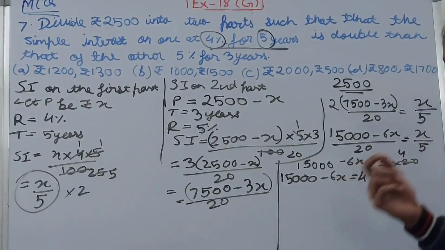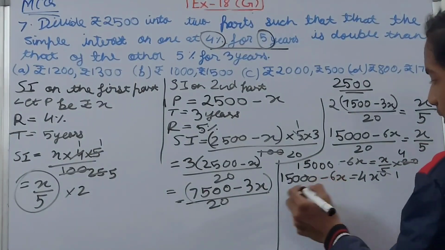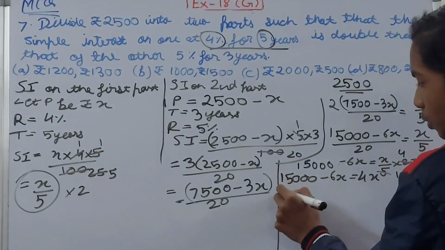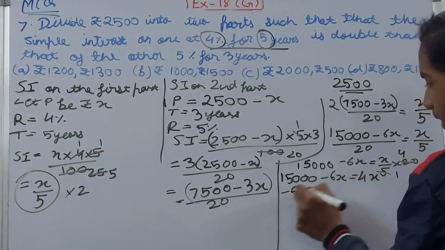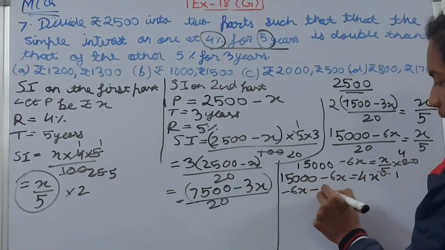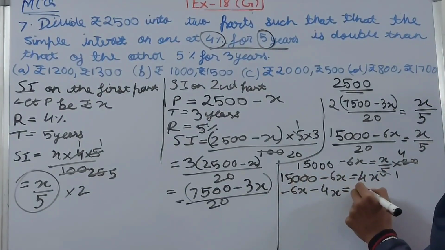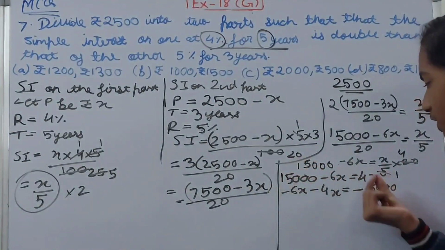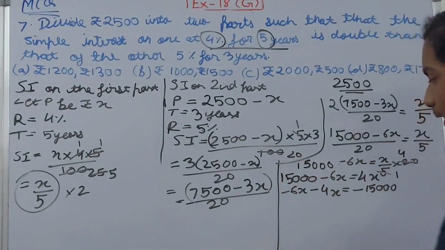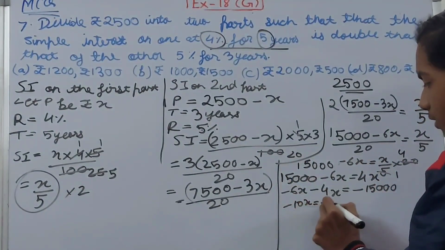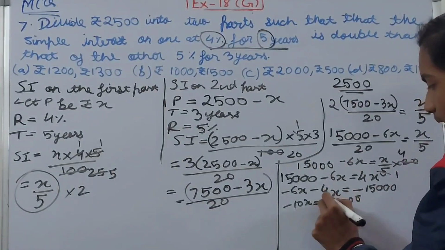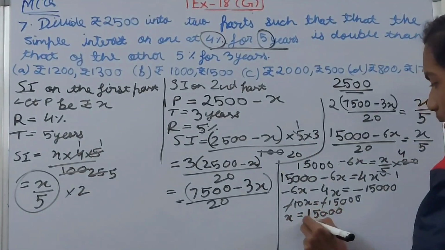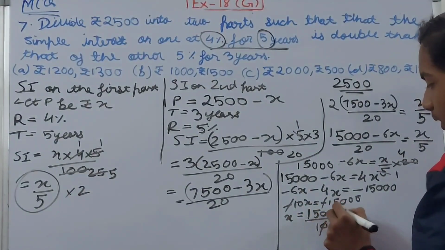And now we solve this up. All right, so what happens is that this 15,000 comes here, and this 4 goes there, right? So minus 6x and plus 4x is here, so minus 10x equals to minus 15,000. All right, this is what it will be. Signs will change, plus to minus, minus to plus, right? So minus 10x equals to minus 15,000. Cancel this minus, x equals to 15,000 upon 10. Cancel this one, cancel this one.